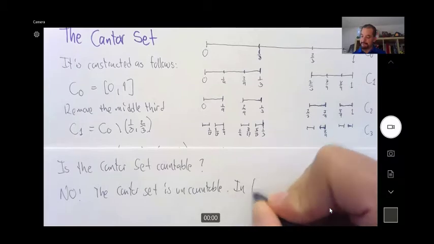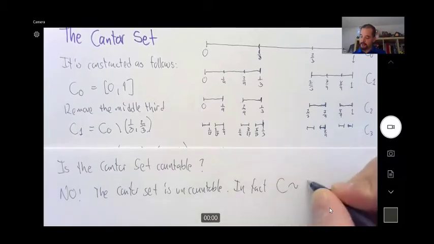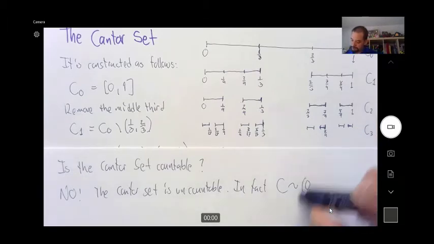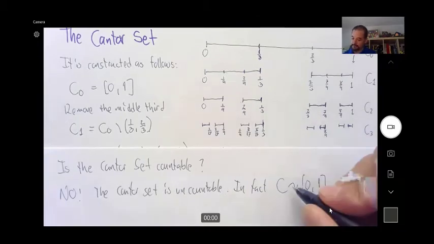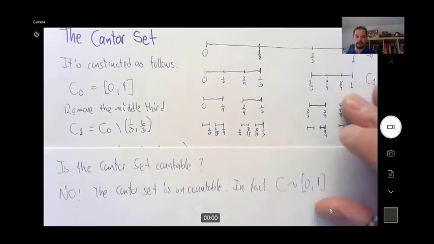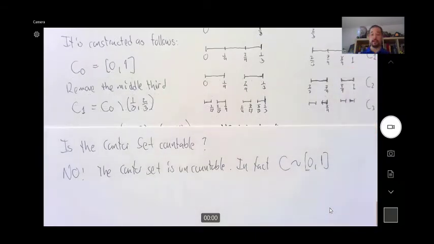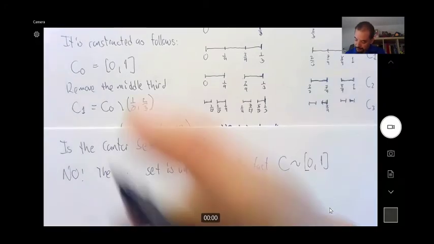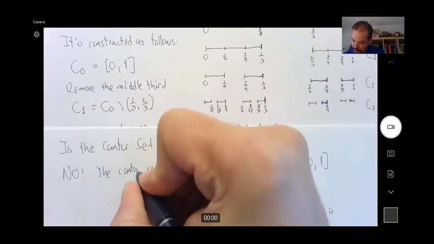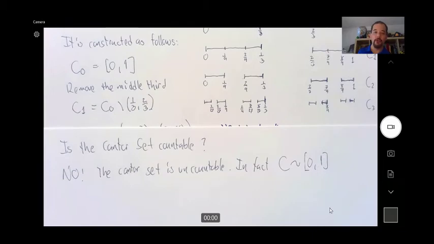In fact, the Cantor set and the interval [0, 1] have the same cardinality. So the Cantor set has as many elements as the real numbers. You may be wondering, how is this possible? Well, I'll tell you why. I'll explain a different way to know if an element is in the Cantor set or not.